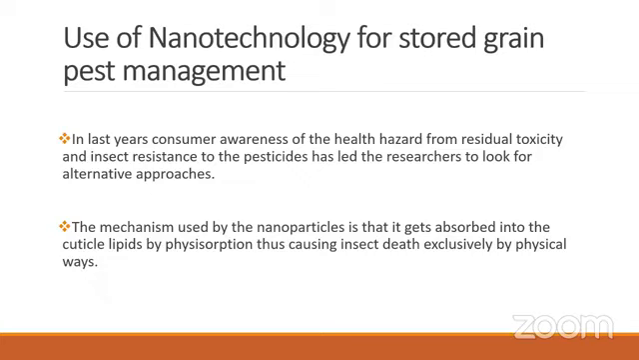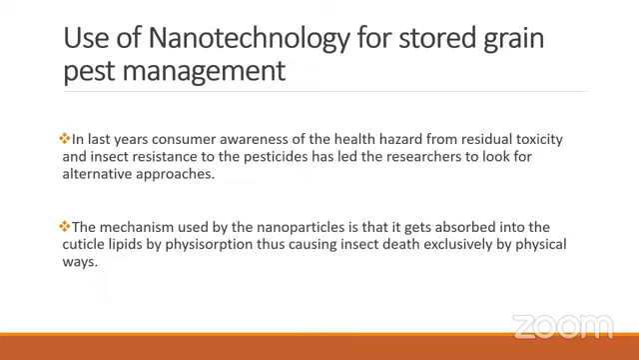Now, what is nanotechnology? Any technology which deals with sizes of the order of 10 to the power minus 9 meters comes under nanotechnology. So they have used these nanoparticles. These particles are very small in size, and because of their smaller size, they readily get absorbed in the cuticle lipids. Insects secrete various types of lipids on their body surface to avoid desiccation. What is desiccation? It is the evaporation of water from their bodies, which they must prevent for their sustenance.